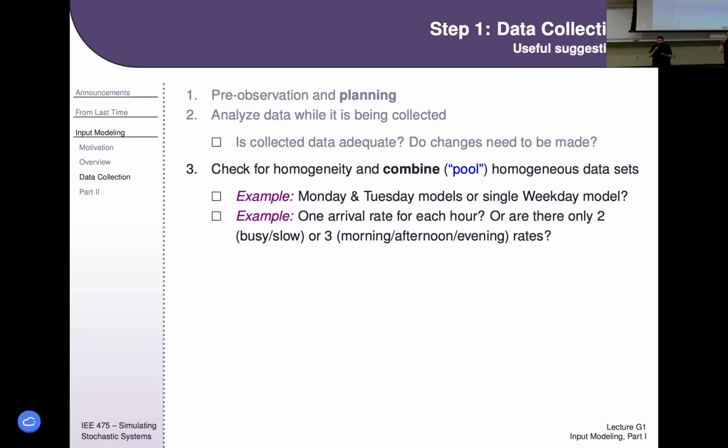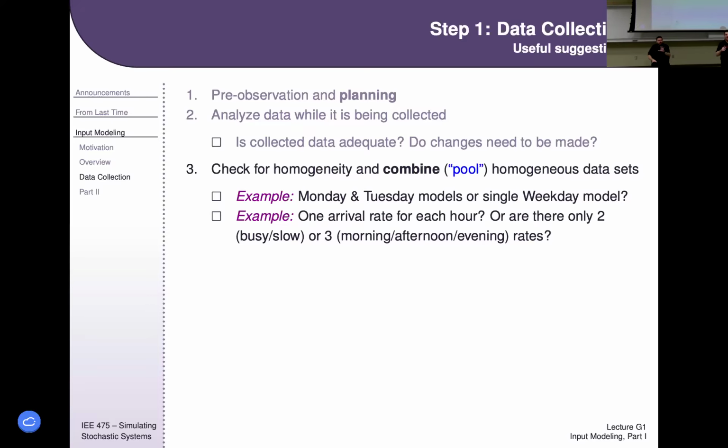But if your chi-squared test rejects that and says 9 a.m. is totally different than 10 a.m., you're stuck. You just have to have a 9 a.m. model and a 10 a.m. model. And in your sim, you have to schedule that it switches from one model to the other. So checking for homogeneity makes for better models, but also not assuming homogeneity.